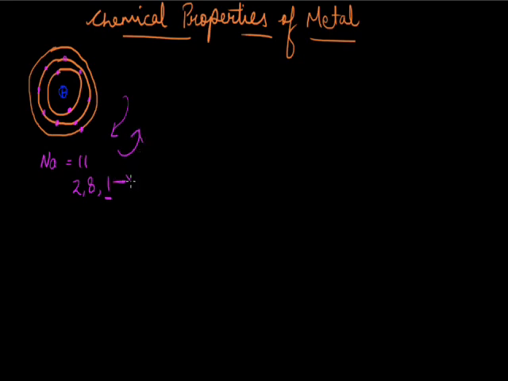So the process of losing 1 electron is easy for it, and it is energetically favorable, meaning it will easily lose 1 electron and then become stable. So you can see that sodium loses 1 electron to form Na+, that is the sodium ion. This sodium ion is stable. It has electronic configuration 2,8. Here there are 8 electrons in its outermost shell, hence obeying the octet rule, and therefore we can say that it is stable. So here we can see that the metal is easily losing electrons, and this is the basic chemical property of metals.